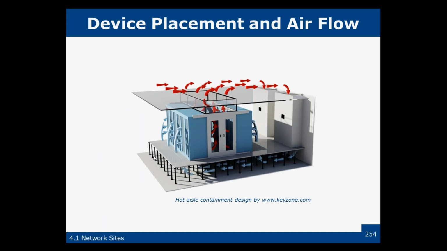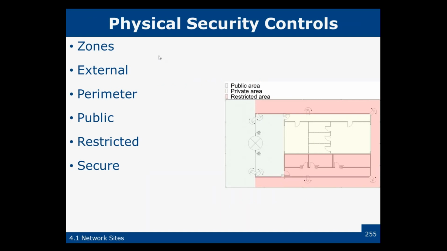This is talking about device placement and airflow. You need to be able to have airflow to bring the cool air down here at the bottom coming in and the hot air going out. So device placement can be important in those things. Hot aisle containment design, this is by Keyzone, and there are a number of pictures that you can look at on how to design these things so that they work.